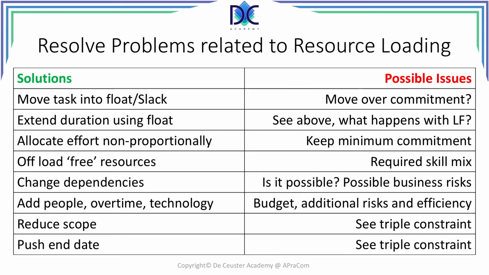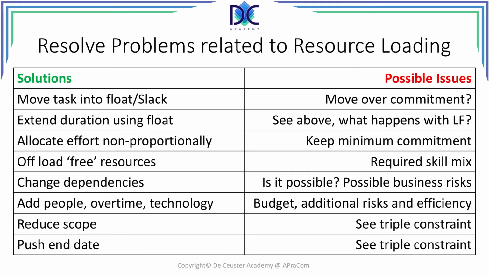On the left-hand side, we have a set of solutions, and at the right-hand side, we have a set of possible issues that may be caused by those solutions. First, we can move the task into the float. But what happens with the overcommitment? It may be moved to another place in the plan. We can extend the duration using float, but again we can have a movement of overcommitment, and we have to be sure that we do not exceed the late finish date of the activity.